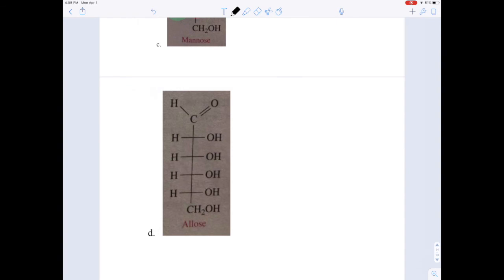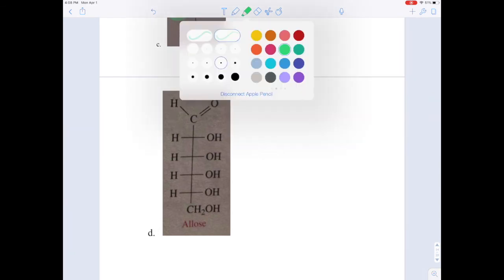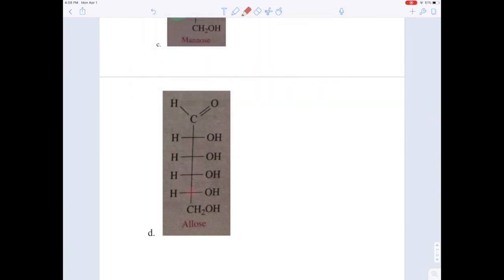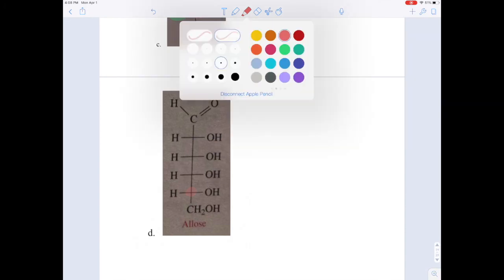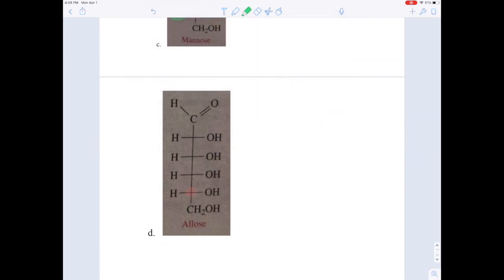Going a little further down, same idea. So let's look at that bottom chiral carbon, not the one at the very bottom, but the bottom chiral one that's written with those crosses of the Fischer projection. The OH is going to the right, and so this is going to be a D stereoisomer.